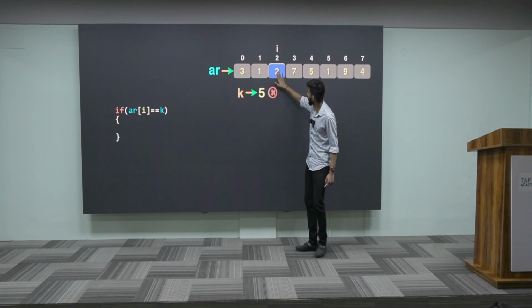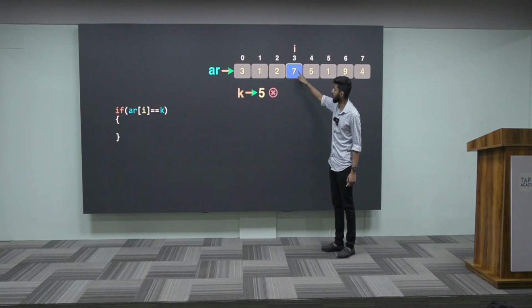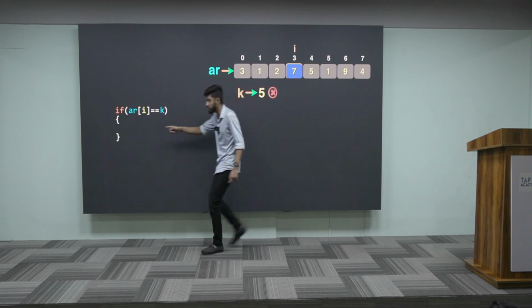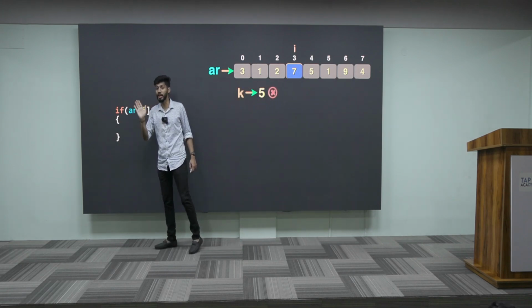Now I will again continue over here. I will increase the i value. I will check whether they are equal. Are they equal or not equal? Not equal. Not equal means, should I write the else part for this or should I not write the else part?